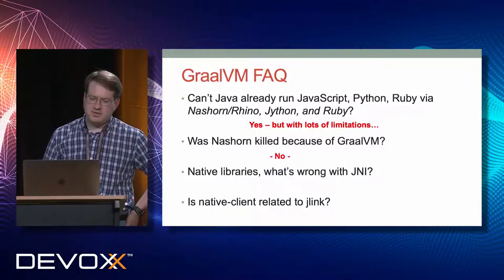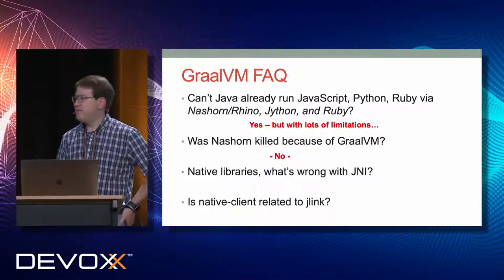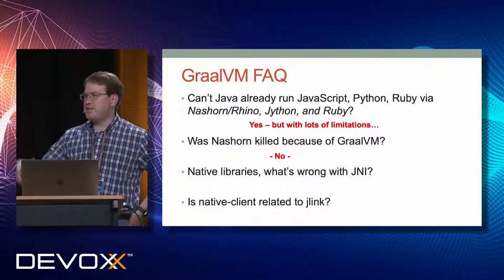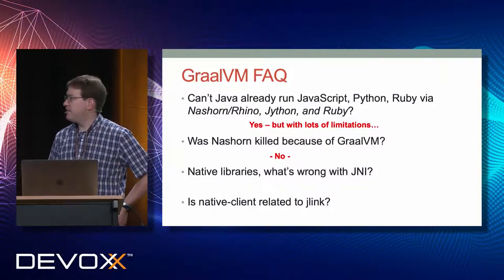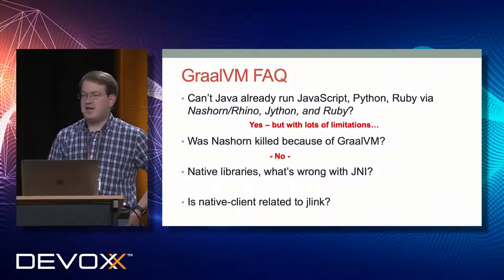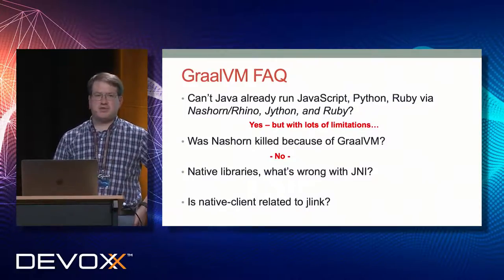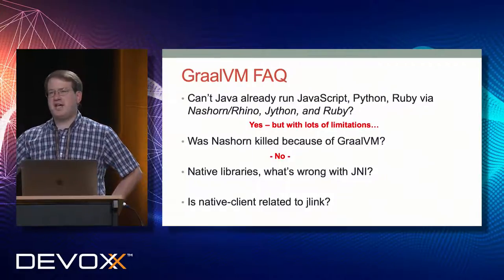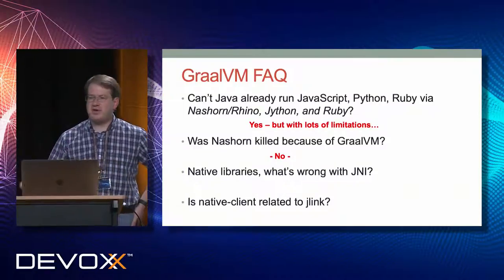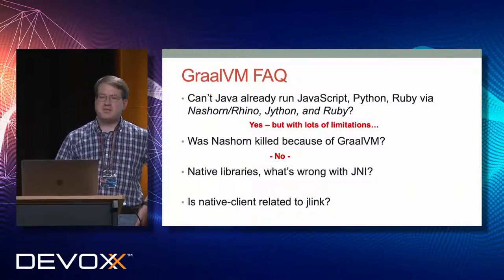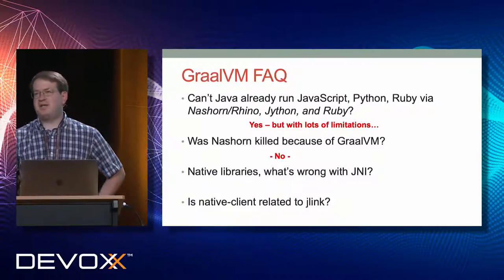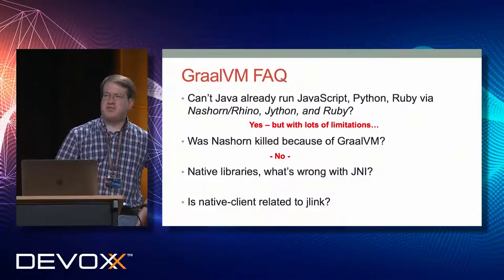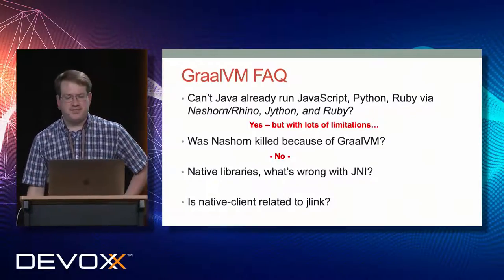Was Nashorn killed because of GraalVM? The answer is no. I have run into different people who thought there was a plot by Oracle to kill Nashorn and release GraalVM. That's not the case, as far as I can tell. There are actual architectural limitations with Nashorn which have become more pronounced now that JavaScript has continued to add features every year, right? So it's gotten much harder for them to keep up. GraalVM takes a completely different approach. It doesn't try to transform JavaScript into Java bytecode with all the limitations that that implies.